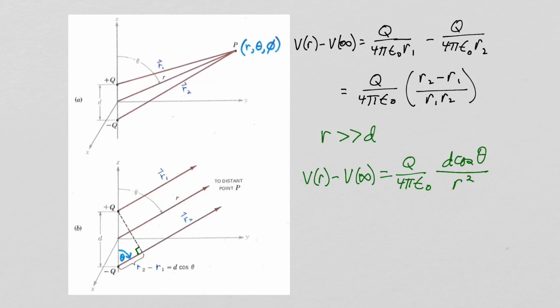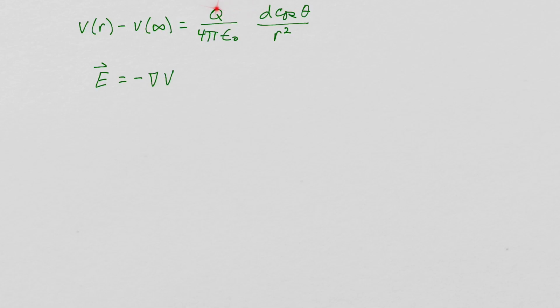Here is our exact potential for our electric dipole, and here is the approximation for the potential when the distance from the dipole is much greater than D. Now that we have the scalar potential field, we can take minus the gradient of it to get our electric field intensity for the case when R is much greater than D.